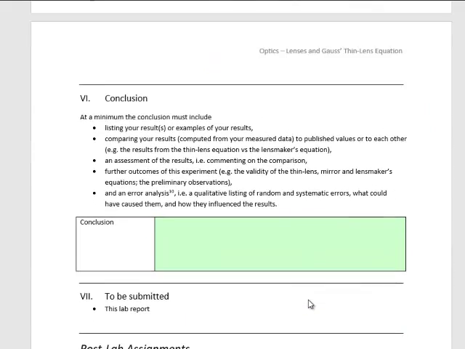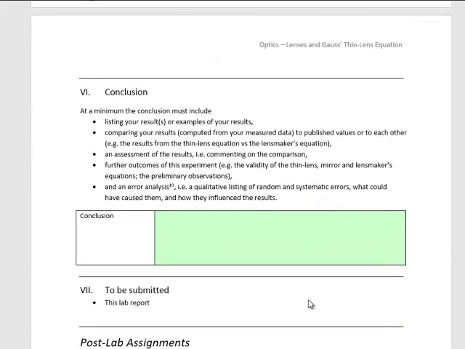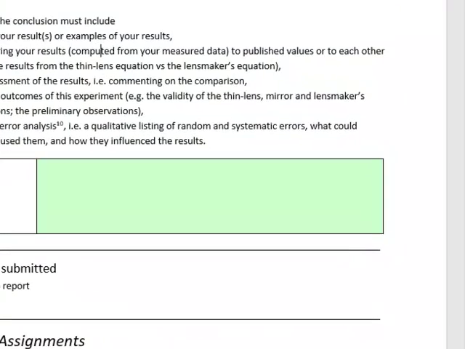And then what I'd like you to do is just write down the data and hand those in to me, and you may skip the conclusion for this one.